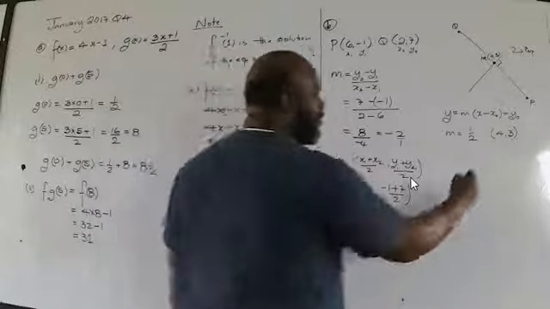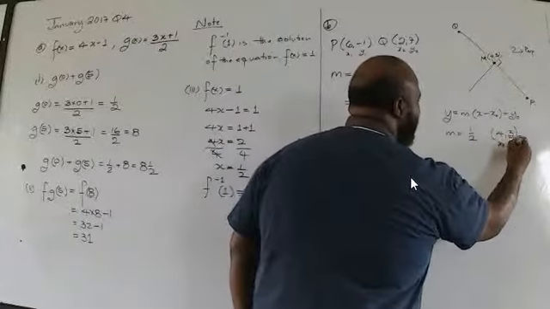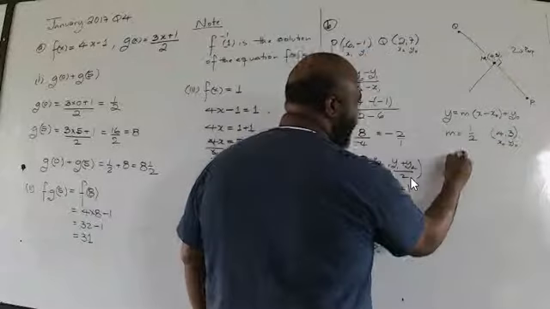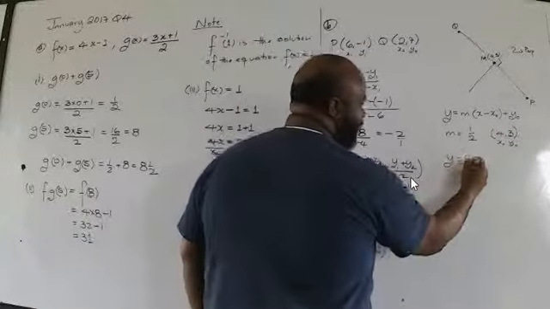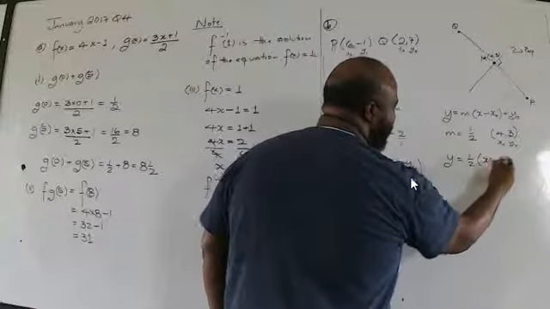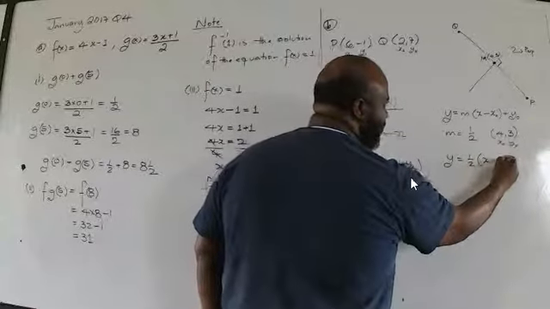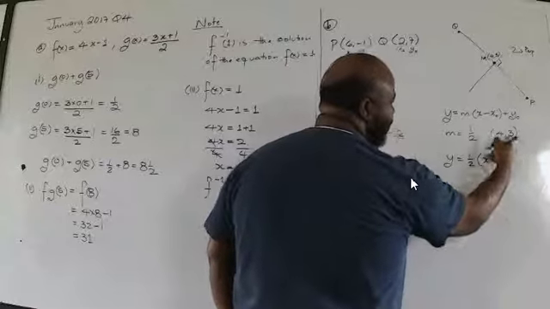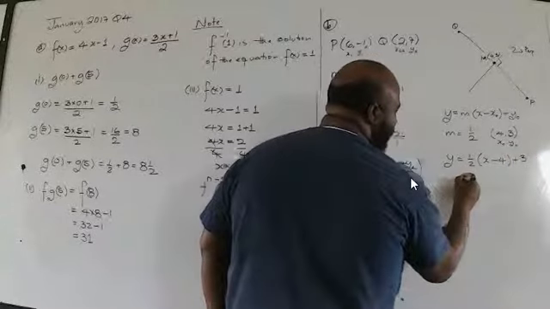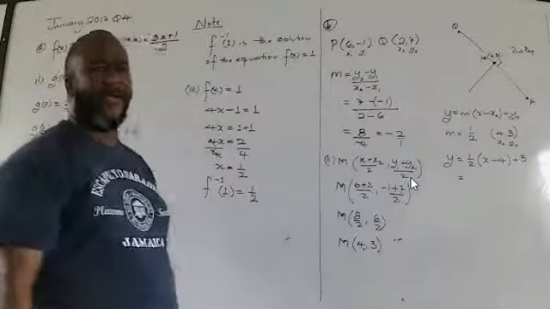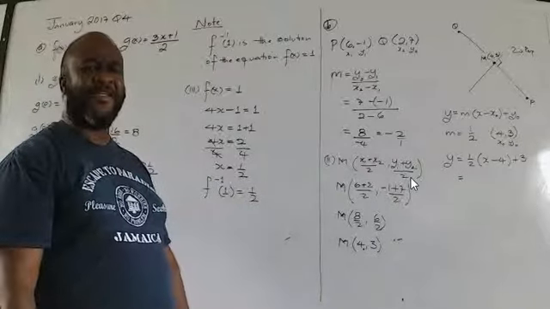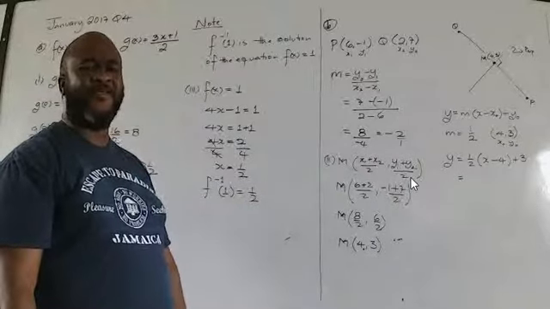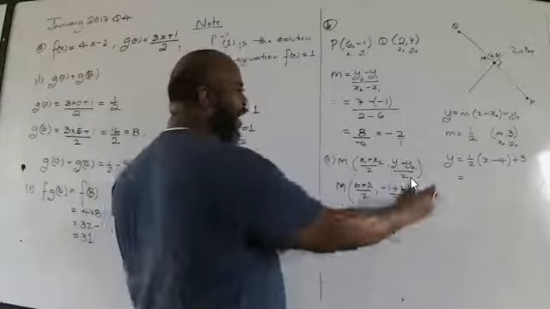This is my x naught and my y naught. y equals what is m, times x minus what is x naught? 4. Plus what is y naught? 3. And we remove the brackets by applying the distributive law. The distributive law says whatever is in the bracket is multiplied by what is immediately outside the bracket. What is a half times x?